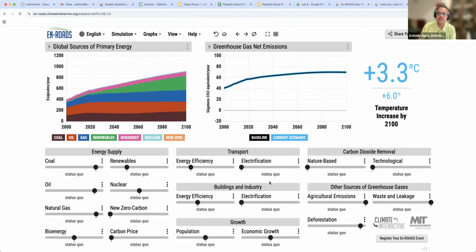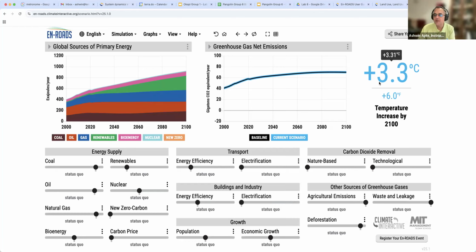Yep. So this is maybe, for some of you, your first look at the En-ROAD simulator. There's a whole bunch of things on this. Don't worry about it. I'm going to walk you through each one of these in a little bit of detail. So let's start with that. There's a couple of graphs on the top, and then there's this number on the right. So let me start with that number.